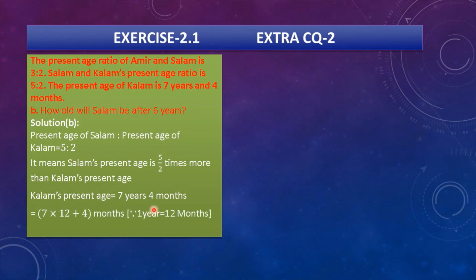So from year to month, we know 1 year equals 12 months. So we have to multiply 7 by 12, because when we go from years to months, we have to multiply, and when we go from months to years, we have to divide. So 7 multiplied by 12 plus 4, then we get 84 plus 4 months equals 88 months. That is Kalam's present age.